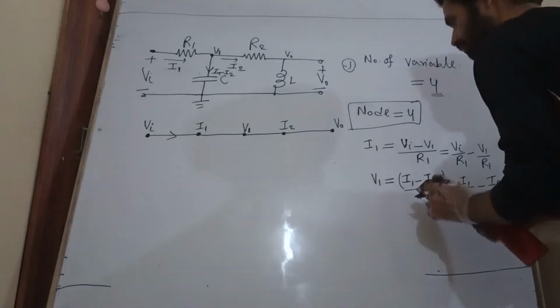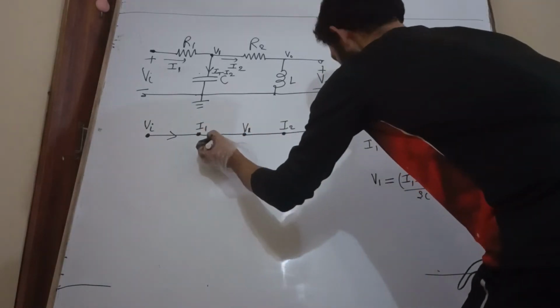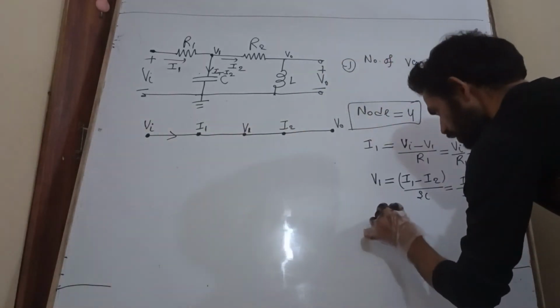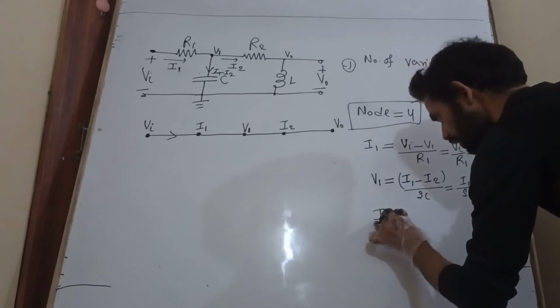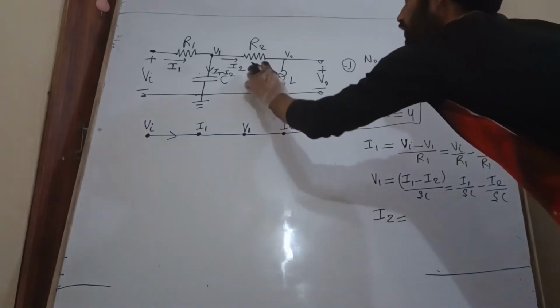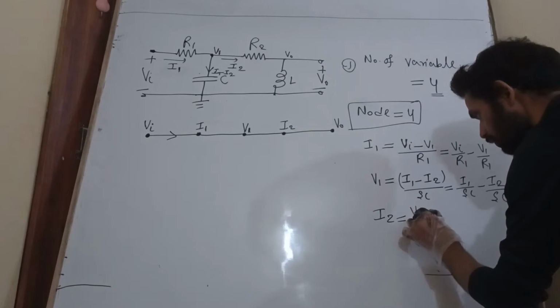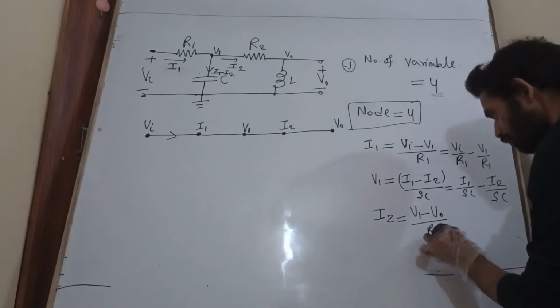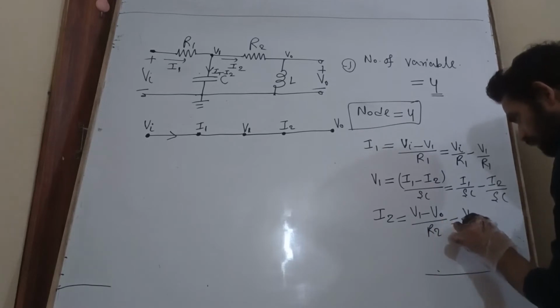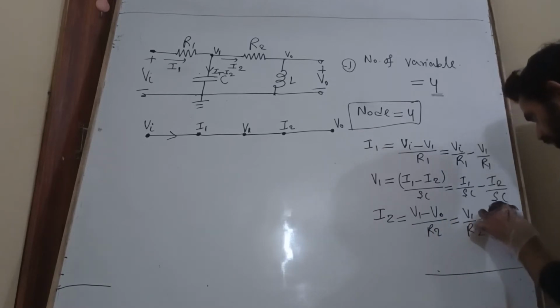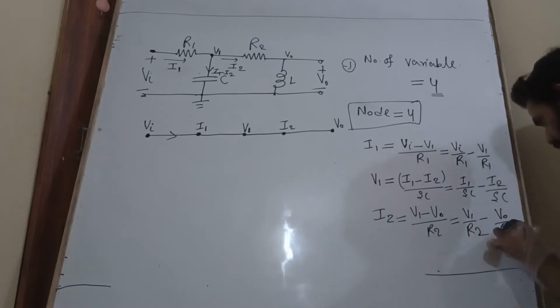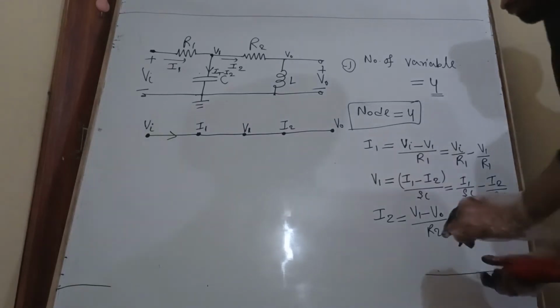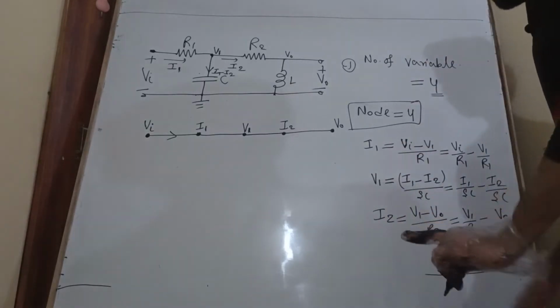Okay. Now next node is what? I2. Right, then I2. I2 is what? I2 is equal to how much? I2 is nothing but V1 minus V0, divided by R2, is equal to what? V1 by R2 minus V0 by R2. Okay? These are three nodes.